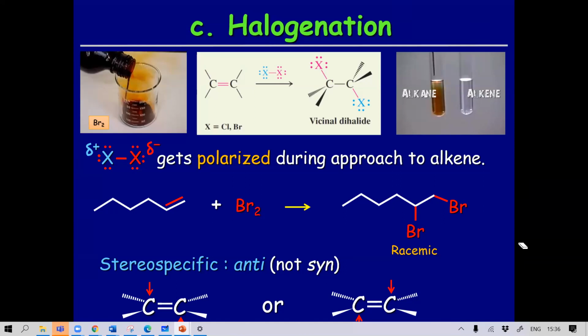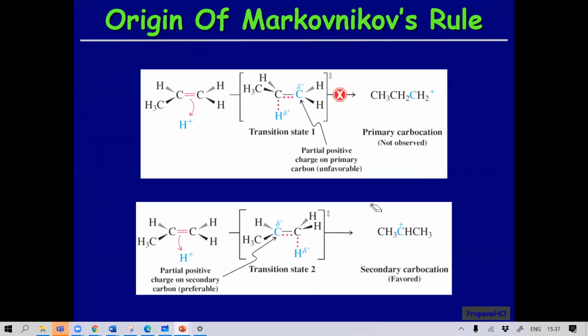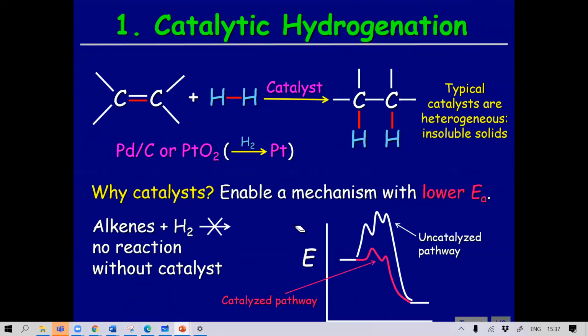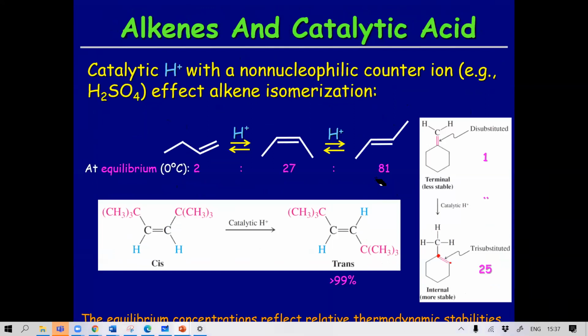This is also going to be anti-addition, okay? And this is predominantly anti-addition because the bromine is huge, okay? The bromine is huge, therefore it will always attack from the opposite side of where the previous atom has been. I do believe that for the other one, we said both of them could happen. Yes, both can happen, okay? But the end product would be the same.